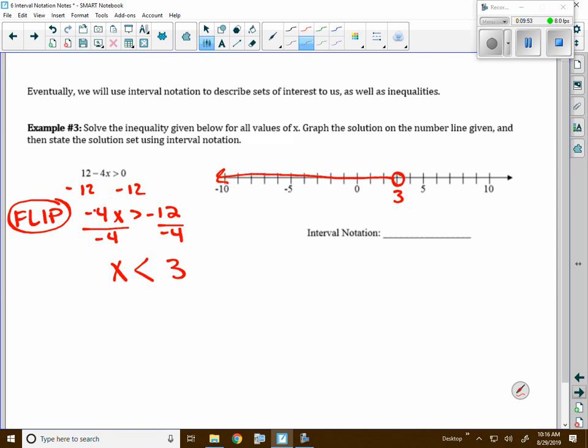And I want you to write the interval notation. This is just what we got finished doing. So see if you can write the interval notation that matches up with x is less than 3. So you're going to write that interval notation. I'll give you just a second here.